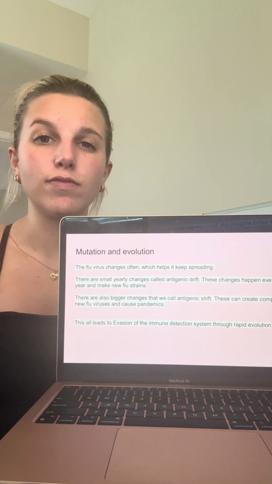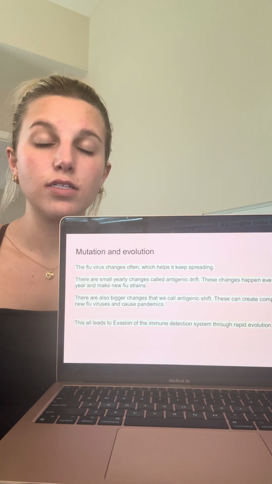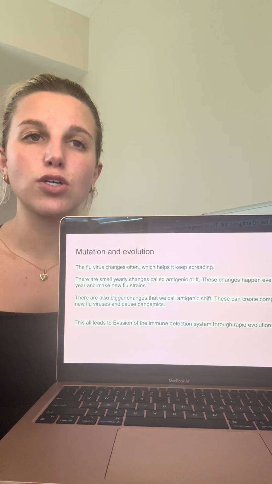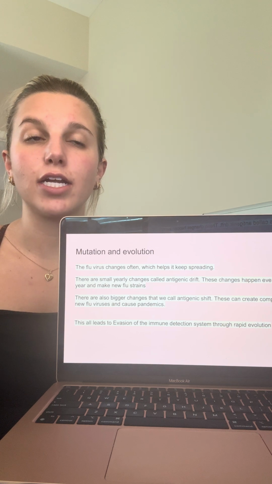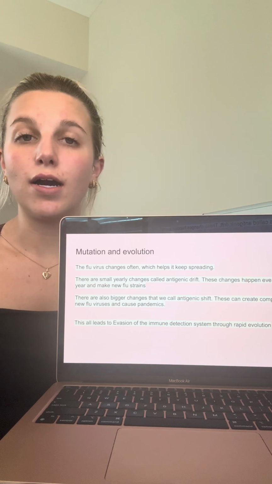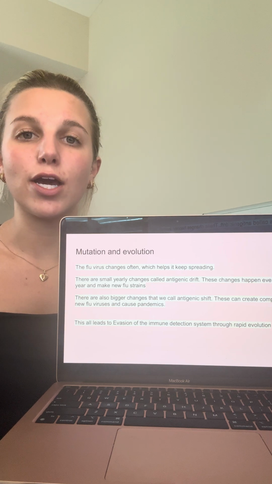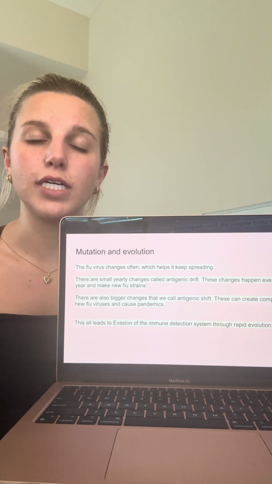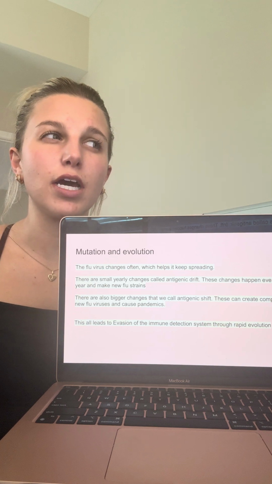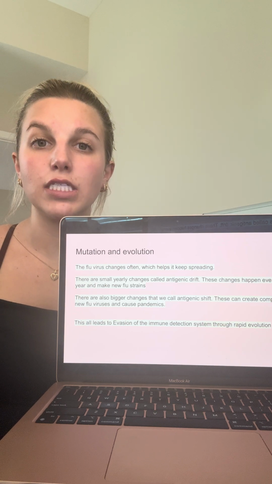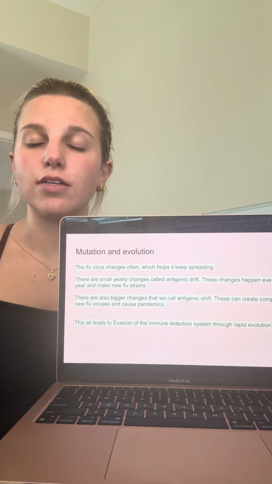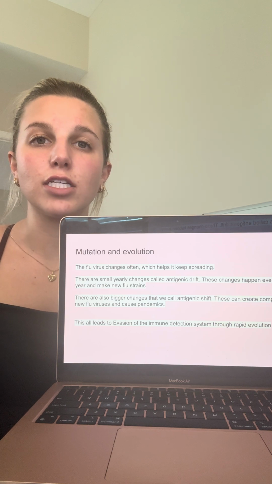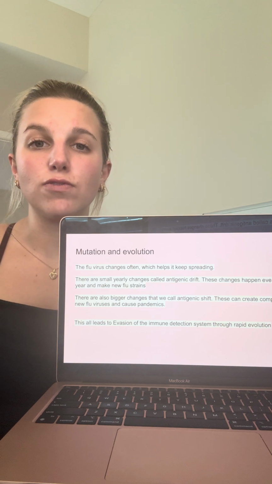Then we have our mutation and our evolution. So the flu virus is always changing, which is why it's always spreading. And we have two things called the antigenic drift and the antigenic shift. So these two things are honestly what keeps the virus going, and it's going to make it hard to get rid of completely. So to start, there are small yearly changes called antigenic drifts, and these changes happen every year and make new flu strains. And that's why every year at the end of flu season, the flu vaccines are always evolving and always changing because of these new mutations from these new flu strains.